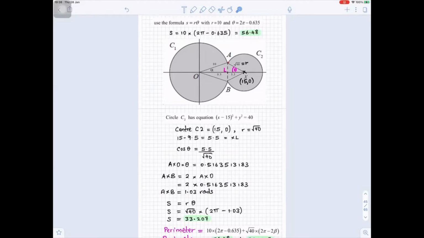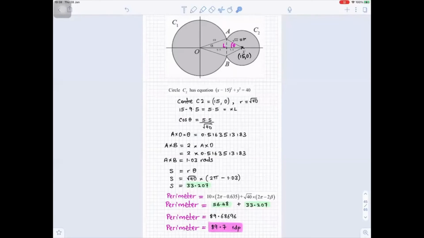To find the arc for C2, you would use S equals r theta. r is square root of 40, and the angle is 2 pi minus 1.03. That will give you 33.207. So to get the perimeter, you want to add the arc for the big circle and the arc for the small circle. So 56.48 plus 33.207 gives you 89.686. And to 1 decimal place is 89.7.